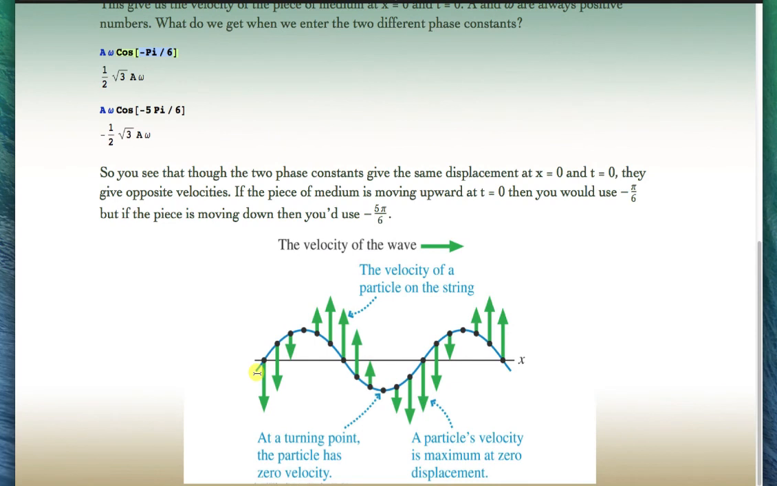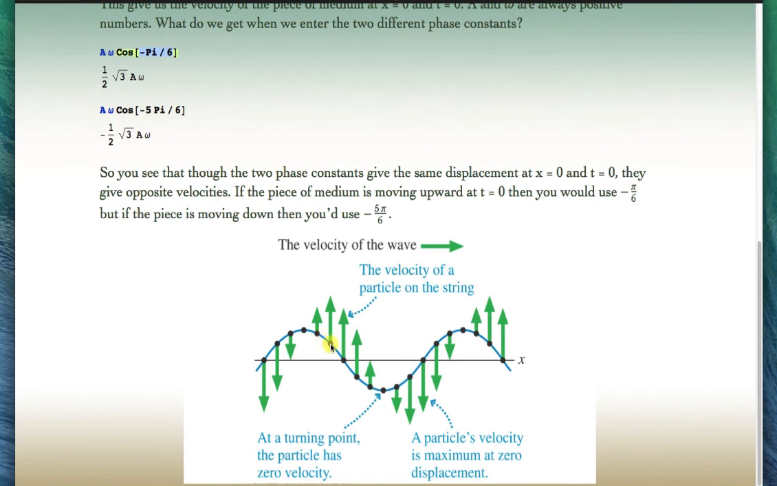So finally, this little figure gives us a bigger picture of what's going on with the medium. This is a snapshot graph of a wave on a string, for example. And let's suppose the wave is moving to the right. All these points are moving in different ways on the medium itself. This blue line is the actual string, and these black dots are various points of the string. At this moment in time, the medium is moving in very different ways at different places.